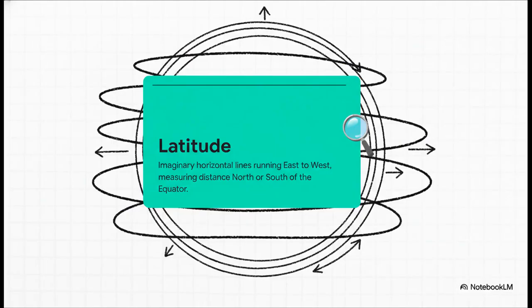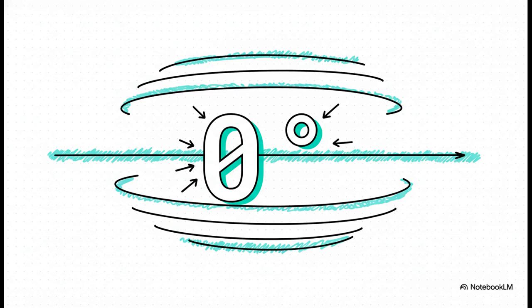Okay, I want you to imagine a bunch of invisible hula hoops circling the Earth. They run east to west, side by side, never touching. These are our lines of latitude. And their one big job is to measure how far north or south something is from the middle of the planet. Now, with any kind of measurement, you've got to have a starting point, right?